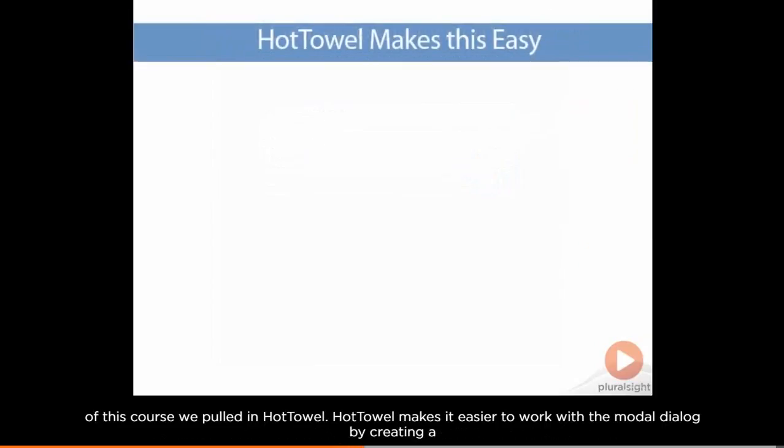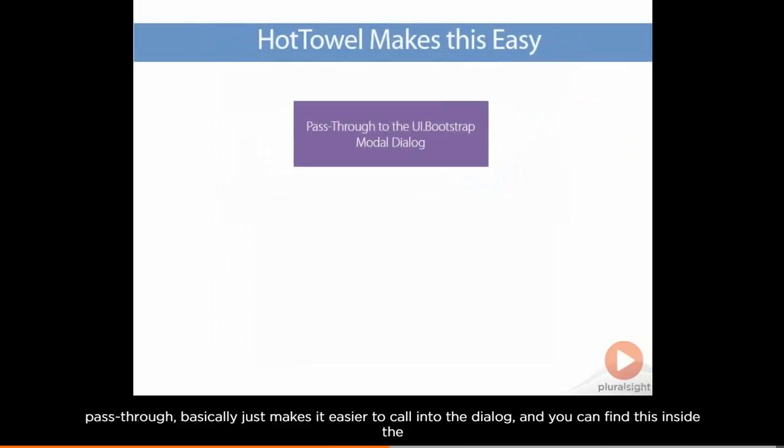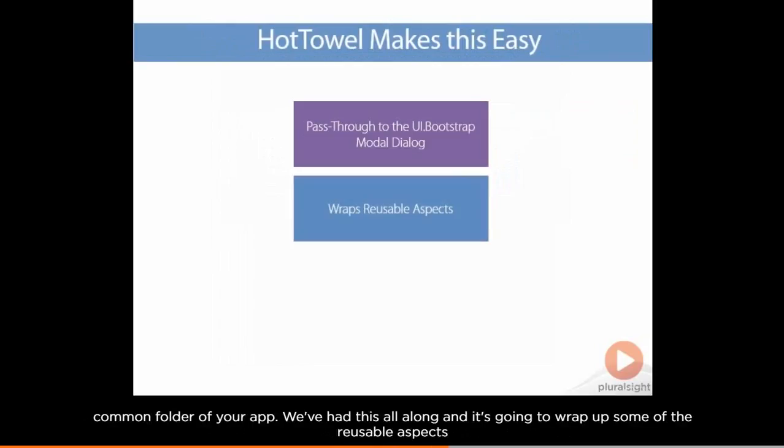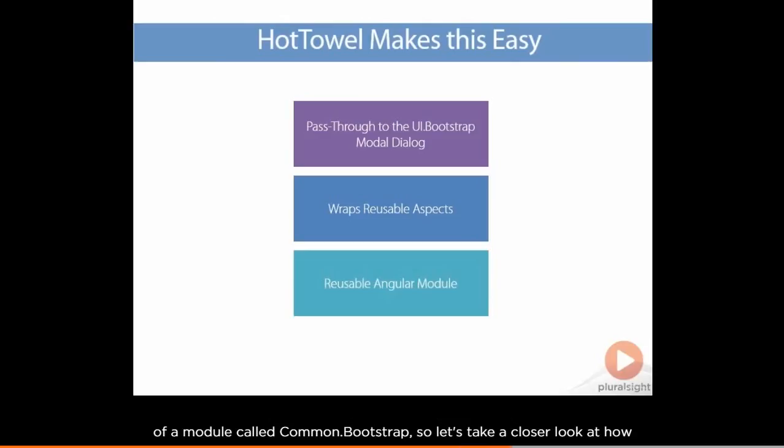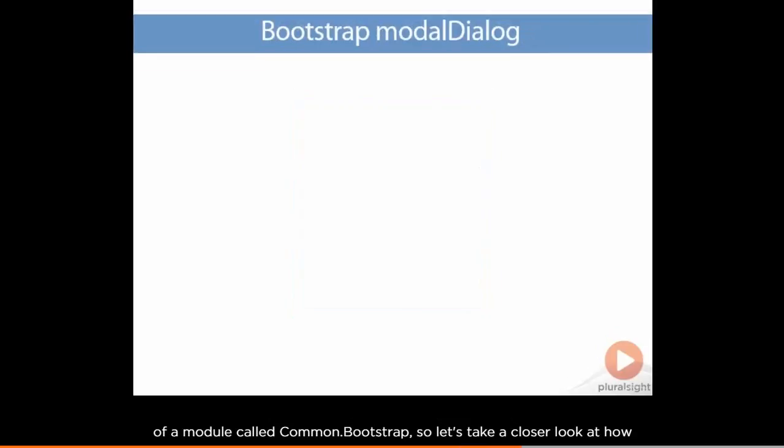Now at the beginning of this course, we pulled in Hot Towel. Hot Towel makes it easier to work with the modal dialog by creating a pass-through. Basically just makes it easier to call into the dialog. And you can find this inside the common folder of your app. So we've had this all along, and it's going to wrap up some of the reusable aspects of the UI Bootstrap modal dialog inside of a reusable module. So Hot Towel wraps up this functionality inside of a module called common.bootstrap. So let's take a closer look at how this is going to work.